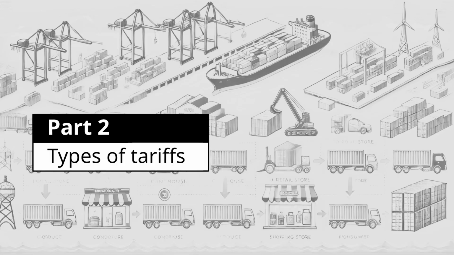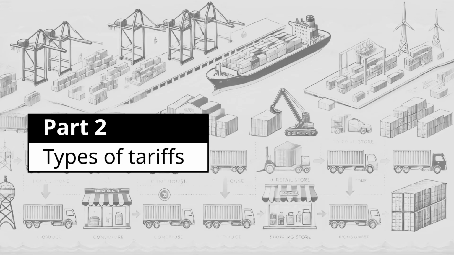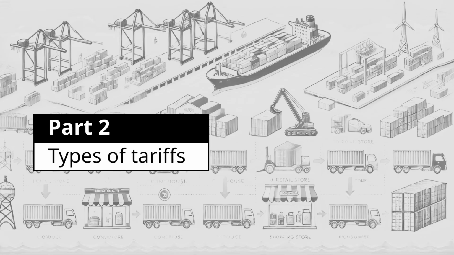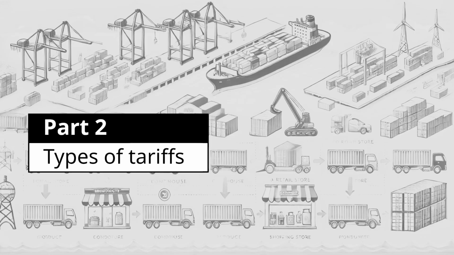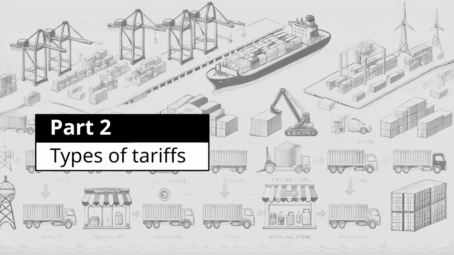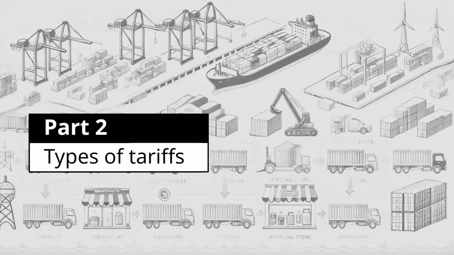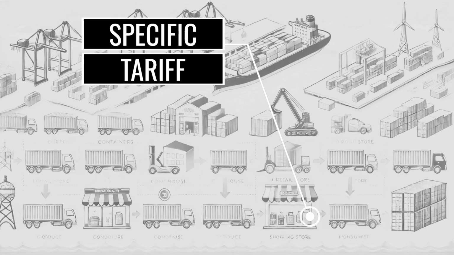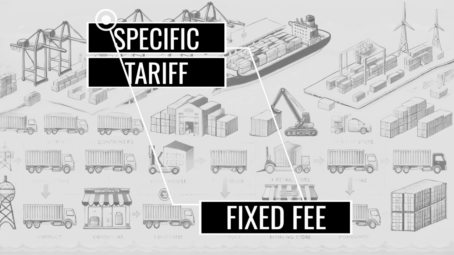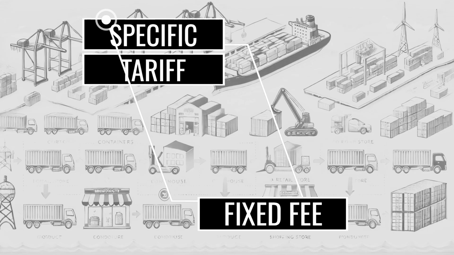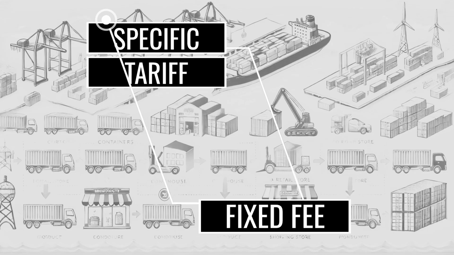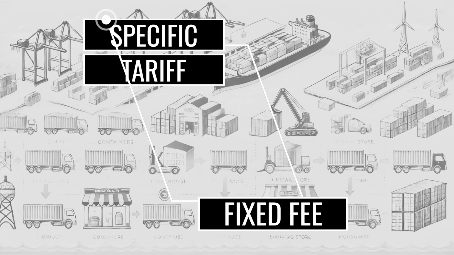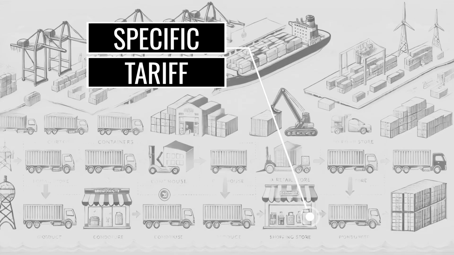Part 2. Types of tariffs. Tariffs come in different forms, and understanding these can help us see how they function in the real world. There are 3 primary types of tariffs. Specific tariff. This is a fixed fee applied per unit of an imported good. For example, a government might charge $500 for every car imported into the country, regardless of the car's value.